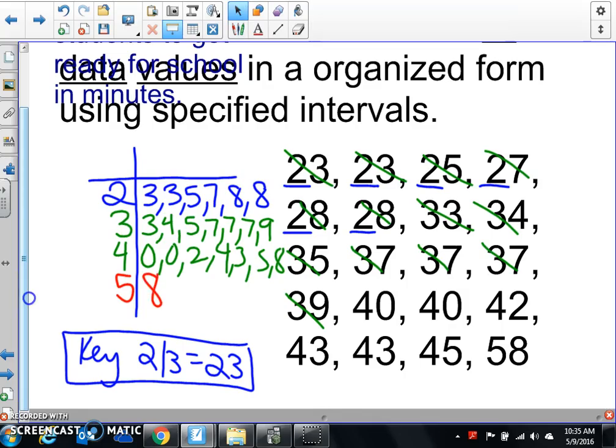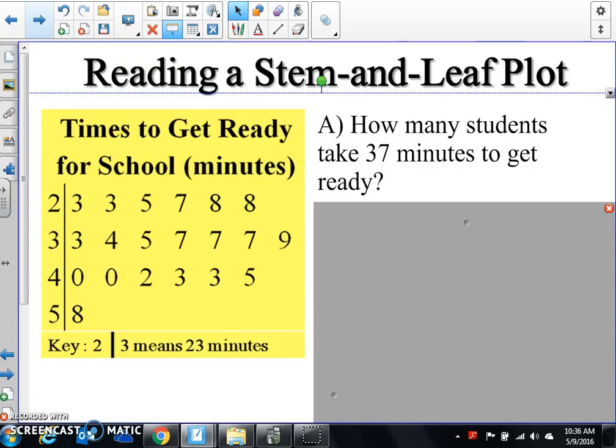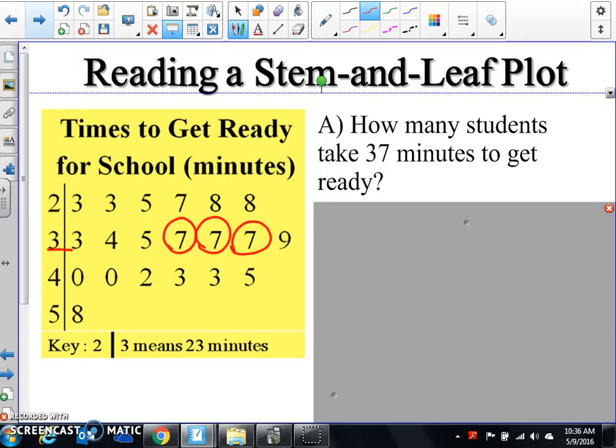That's pretty simple. I'm not really going to ask you to make stem and leaves. I'm just going to ask you to interpret them like this. How many students take 37 minutes to get ready? 37 minutes. So 37, 37, 37. So 3 students.